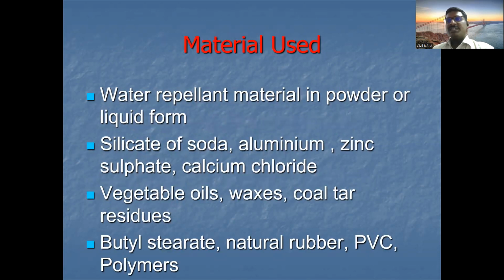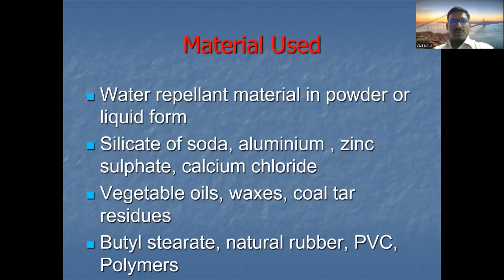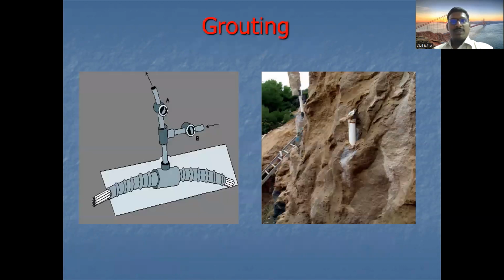So the materials we are using in the dampproofing and bonding agents are water repellent material in powder or liquid form, then silicate of soda, aluminium, zinc sulfate, calcium chloride, vegetable oils, waxes, coal tar residues. These are all the materials we are using. Again, butyl stearates, natural rubber, PVC polymer. So all these materials we can use as dampproofing, bonding agent, or grouting agent. These are some methods we are using for the grouting purpose.